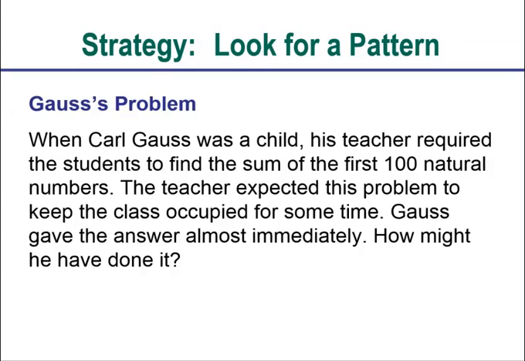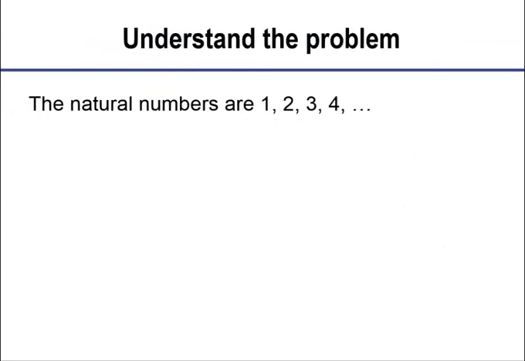So remember our 4 steps. Let's see if we can do this. Remember step 1? Was to understand the problem, right? We want to understand exactly what's being asked here. So it said that the teacher asked them to add the first 100 natural numbers. So to do this, first of all, we need to know what natural numbers are, right? The natural numbers are the counting numbers.